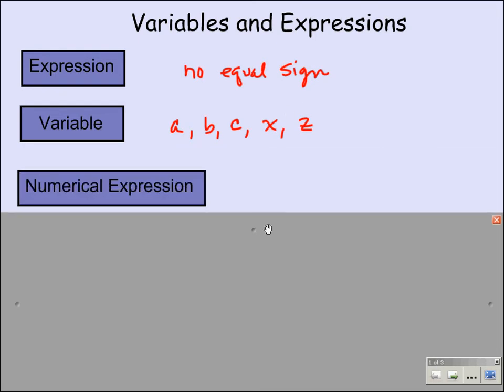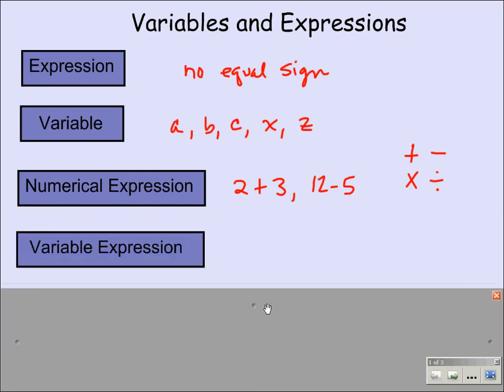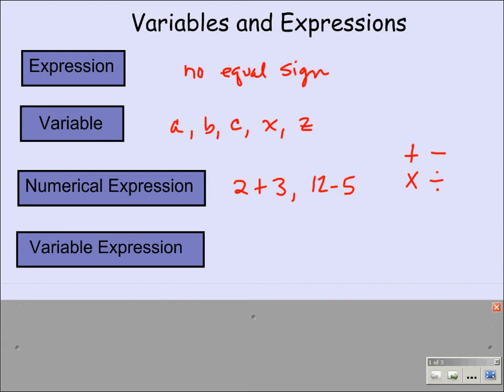Now we have what we call a numerical expression. A numerical expression is when we take two numbers and put an operation in between them. Remember, our choices of operations are adding, subtracting, multiplying, and dividing. So 2 plus 3 is a numerical expression. 12 minus 5 is a numerical expression. Now we have variable expressions. Again, we have one of these operations involved, but we also have a variable, such as a plus 2 or b squared plus b. These are examples of variable expressions.